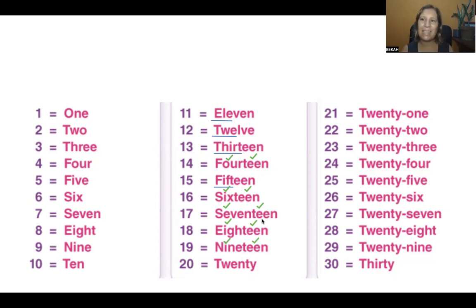When we count by tens, 20, 30, 40, it's very easy because we put the number and then the digit. 22, 26.